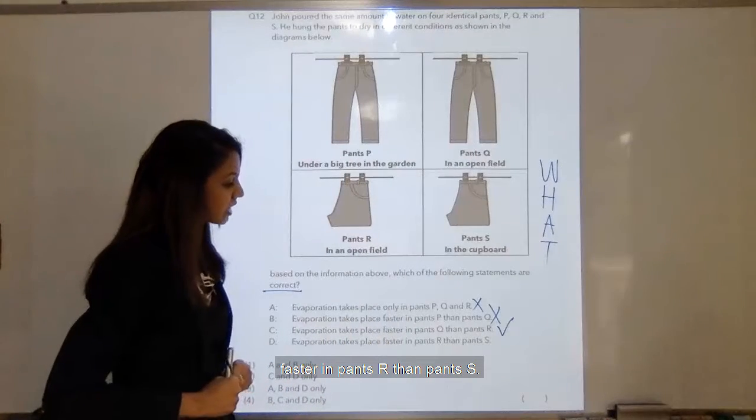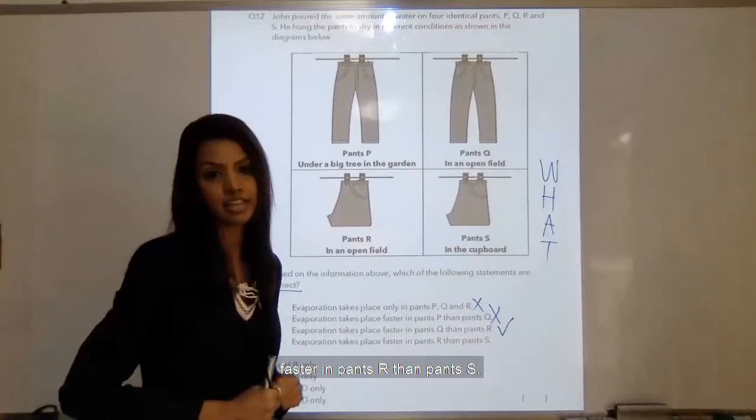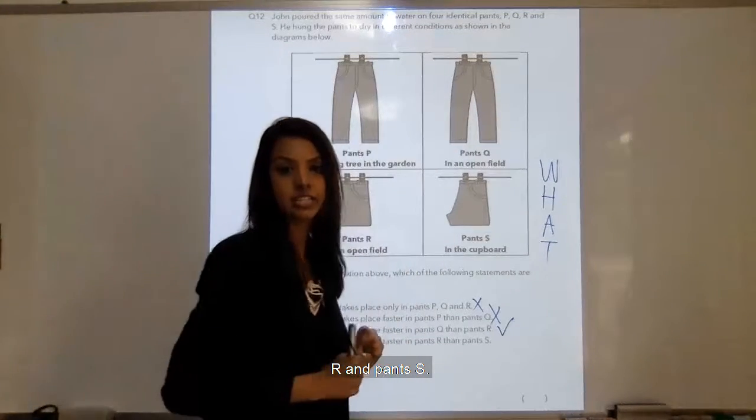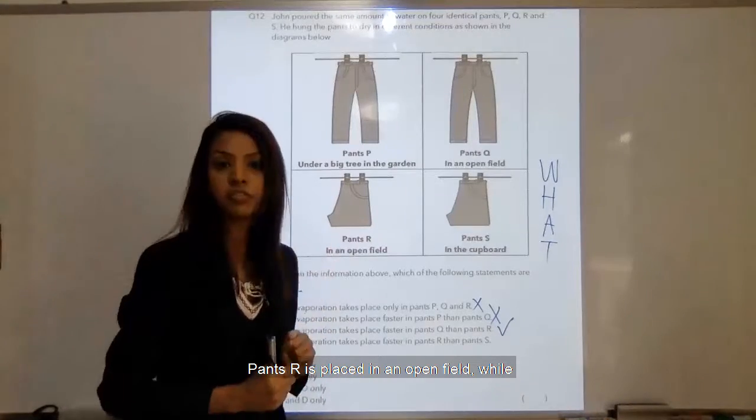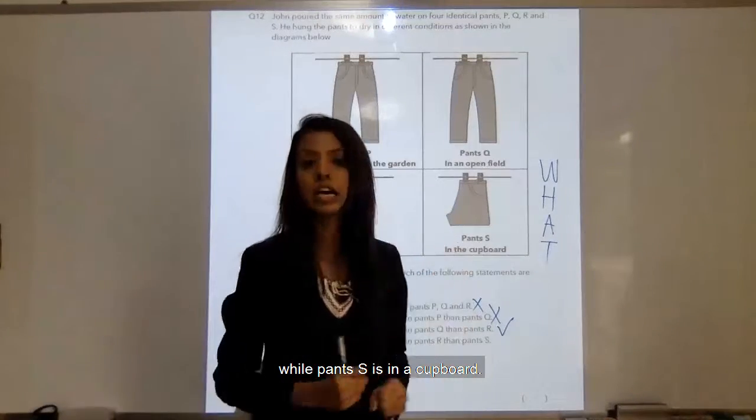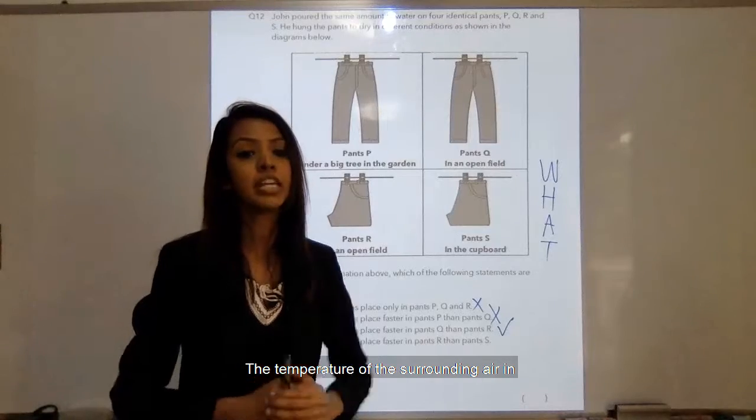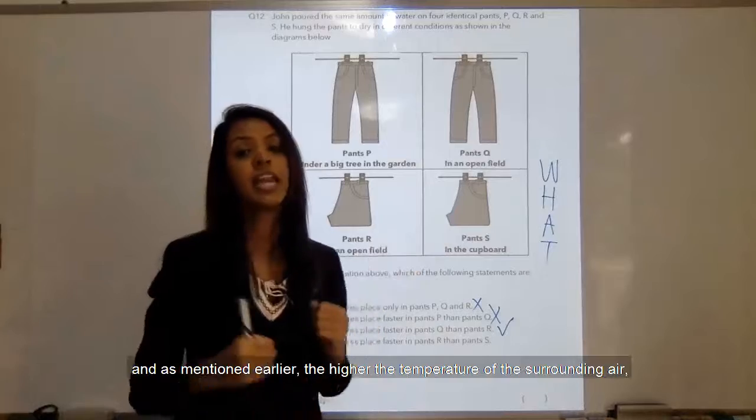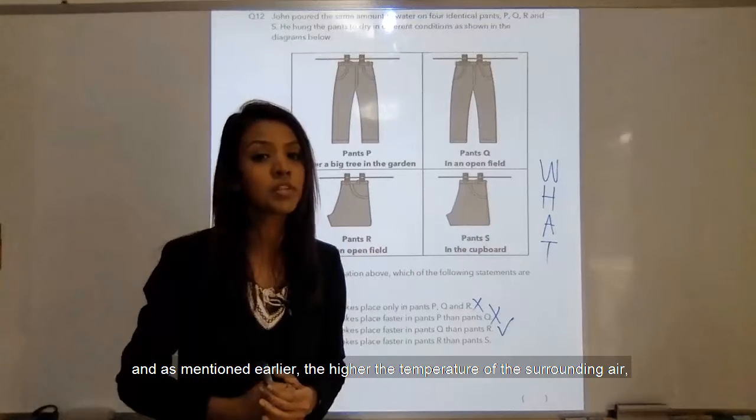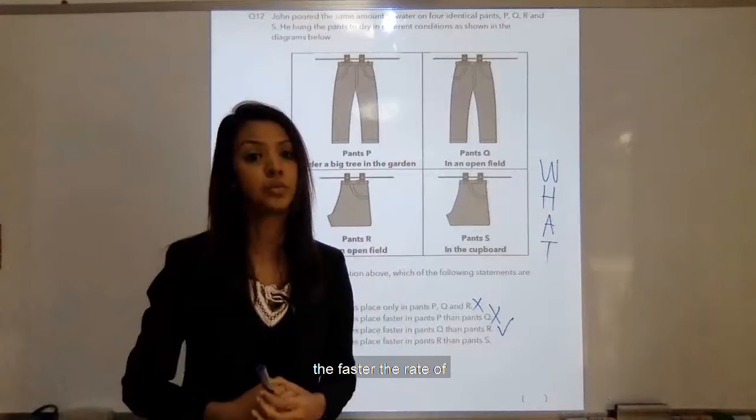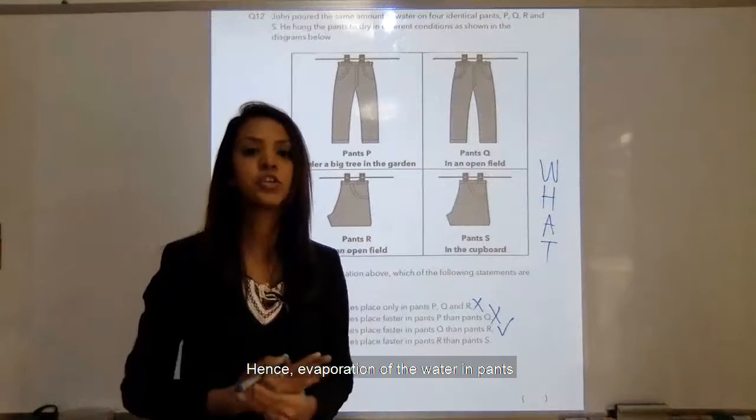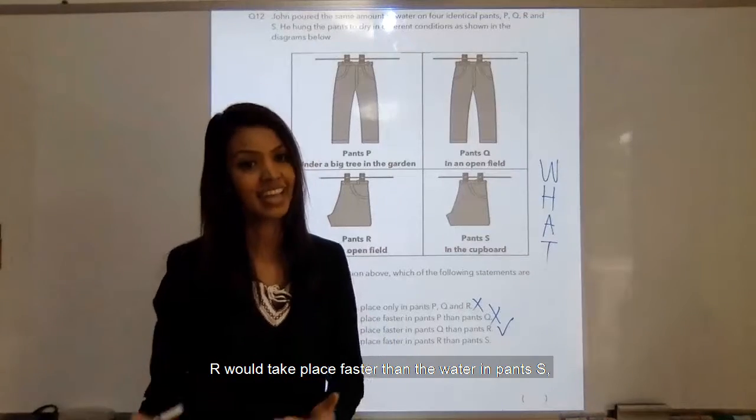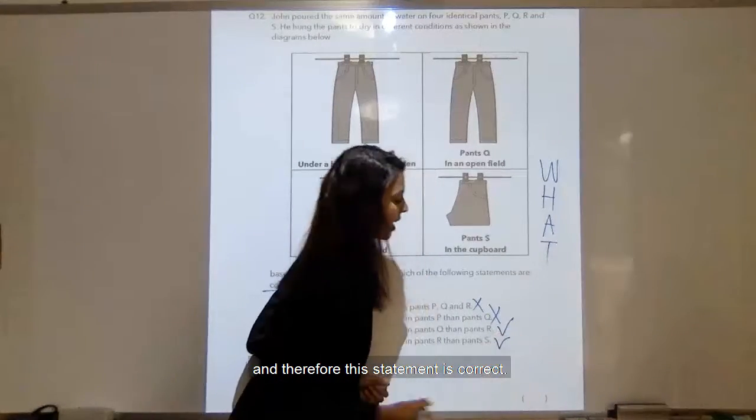D. Evaporation takes place faster in pens R than pens S. Now, let's compare between pens R and pens S. Pens R is placed in an open field while pens S is in a cupboard. The temperature of the surrounding air in an open field will be higher than the temperature of the surrounding air in a cupboard. And as mentioned earlier, the higher the temperature of the surrounding air, the faster the rate of evaporation. Hence, evaporation of the water in pens R would take place faster than the water in pens S. And therefore, this statement is correct.